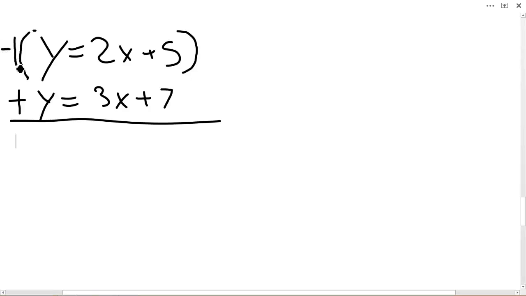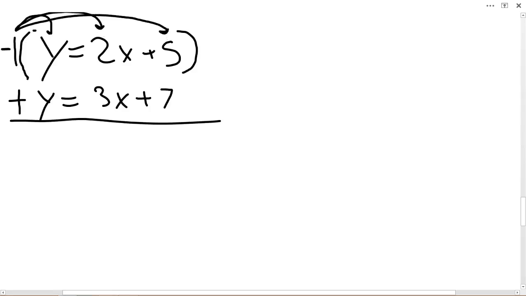Negative 1. Okay? So let's multiply by negative 1. And what I mean by multiply by negative 1, I mean literally multiply every single number and variable by -1. So we're going to multiply this -1 into this y, into this 2 plus x, and into this 5.